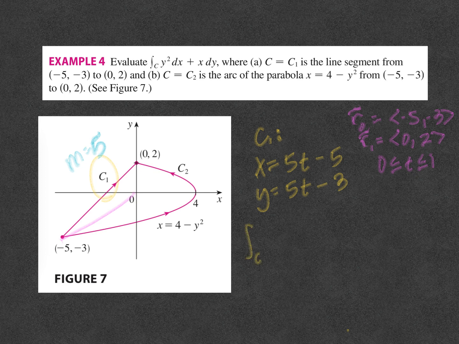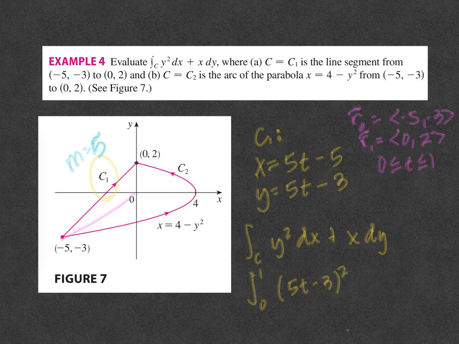So we are given the integral over c of y squared dx plus x dy. Now this integral applies to the whole thing. They don't use parentheses; that's not standard notation there because this gets very complicated with lots of parentheses. So we're going to say the integral from 0 to 1. Now y squared means I have (5t minus 3) quantity squared.